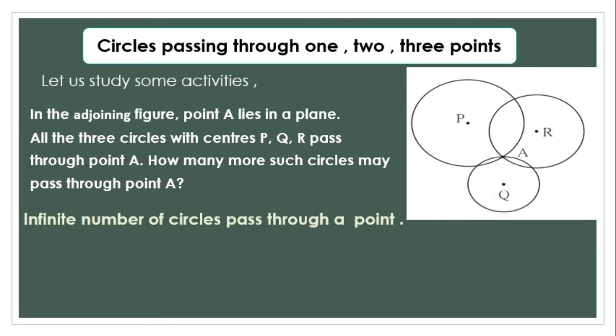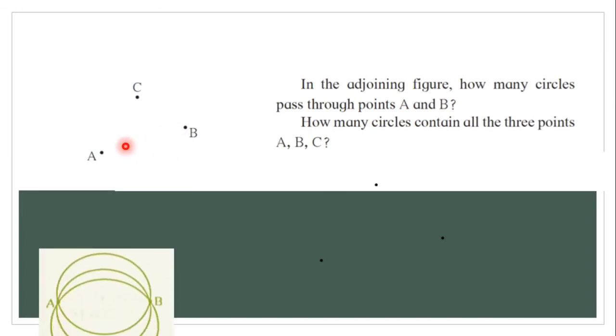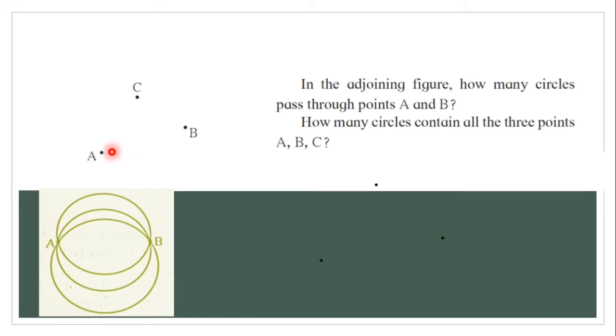Now let us see some more activities. Here you can see on the left side 3 points are given, A, B and C, and two questions are given. First question is: in the adjoining figure, how many circles pass through points A and B? If you observe this figure, many circles can pass through these 2 points A and B. For reference only 2 to 3 circles are drawn here, but you can draw an infinite number of circles which pass through points A and B. So our answer is infinite number.